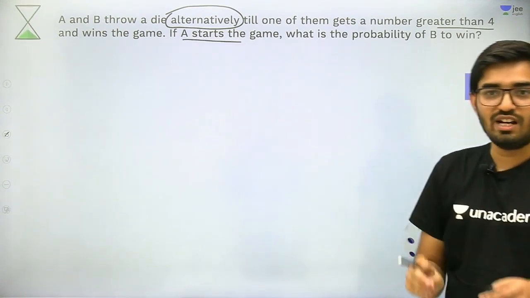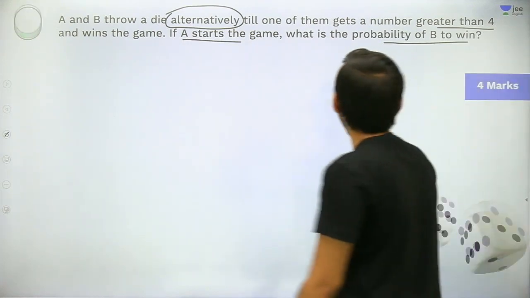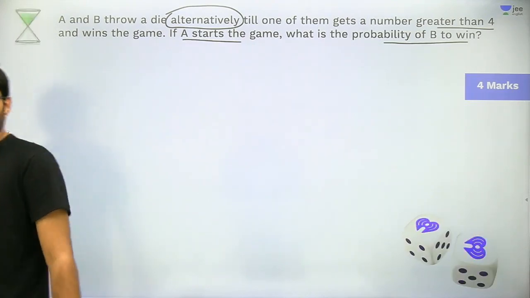So the first throw will be made by A. Then find the probability that B will win. Whoever gets a number greater than 4 will win. So let's see, what are the cases over here? Just make the cases.